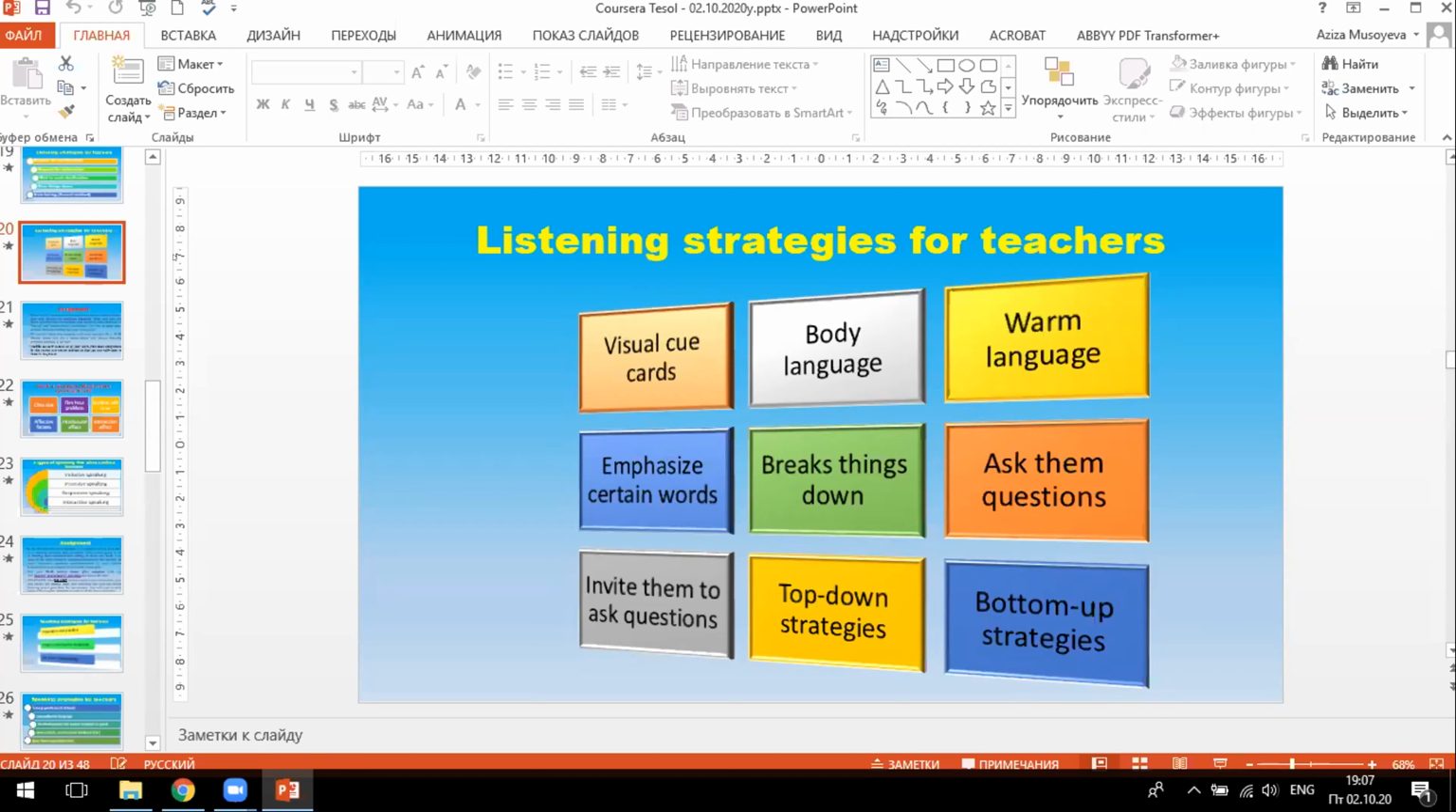And emphasize certain words means, for example, while you are speaking, you can emphasize some words that may be new to them, new vocabulary. Yes.